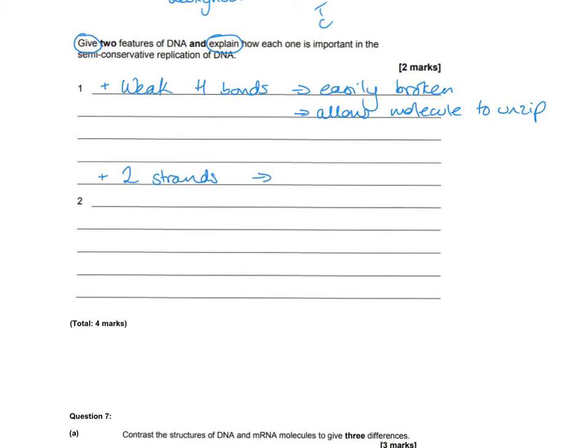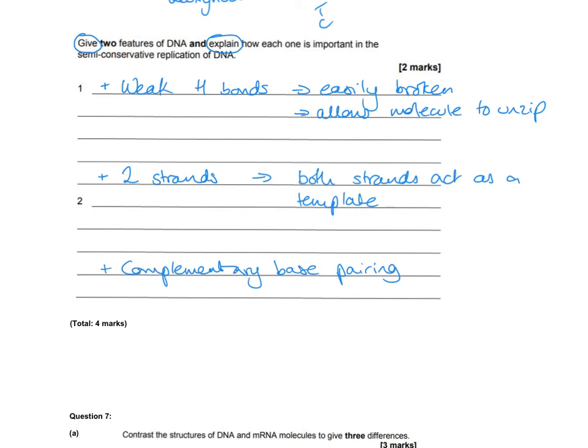Okay, second point is that DNA is a double-stranded molecule. That's me giving a feature of DNA, then to explain it, I'm going to say both strands act as a template. And that's important because that's the definition of semi-conservative replication. And the final feature that I'm giving is complementary base pairing, and then my explanation as to why that's important means that it allows accurate replication.